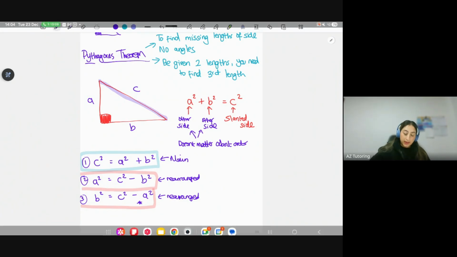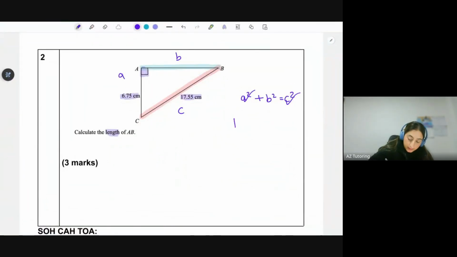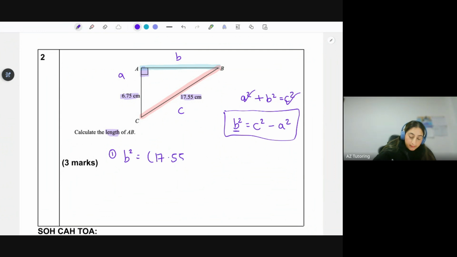B squared equals C squared minus A squared. So I'm just going to rearrange that. B squared equals C squared minus A squared. I'm using that formula because wherever you're finding is always the subject. So if I just put it into the formula, I just sub everything in. B squared is what we're finding. C squared is 17.55 squared minus A squared, which is just 6.75 squared. 17.55 squared minus 6.75 squared, I just put that straight in my calculator, and it gives me 262.44.